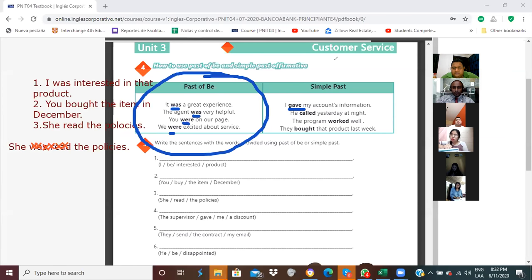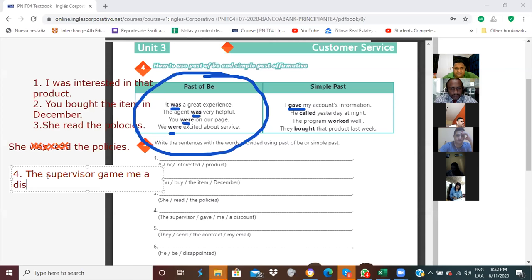She read the policies. Okay. Híjole. Por ahí se escucha ruido. Let me have number 4. Volunteer. One volunteer for number 4. Mayra, number 4. Hello, teacher. The supervisor gave me a discount. Excellent. Perfect. Good, Mayra.